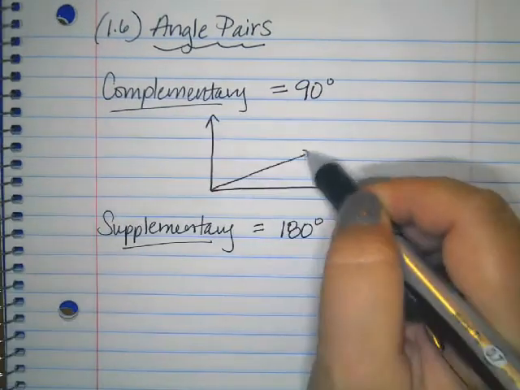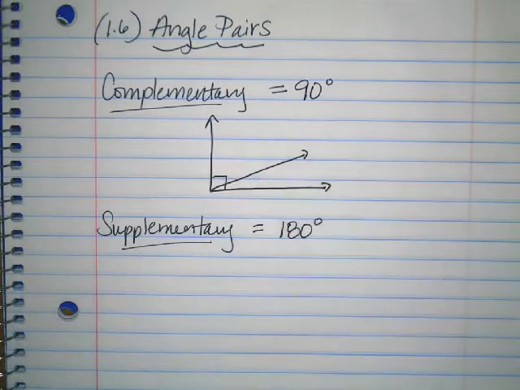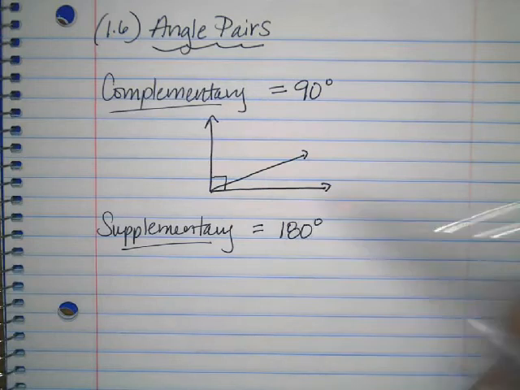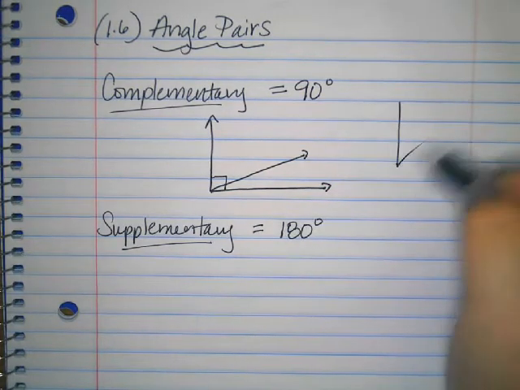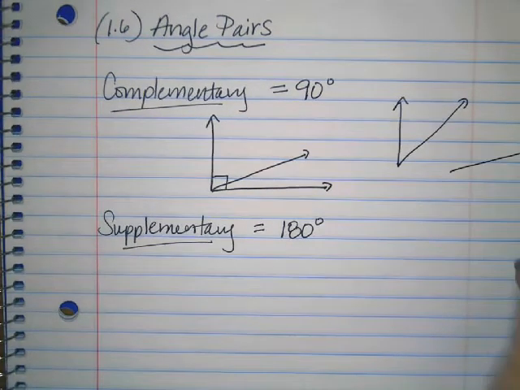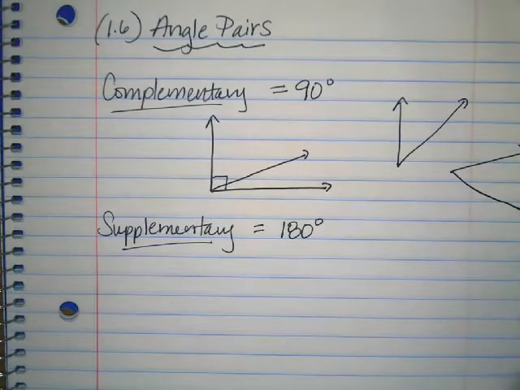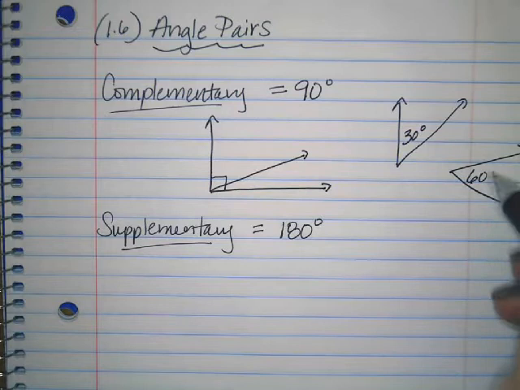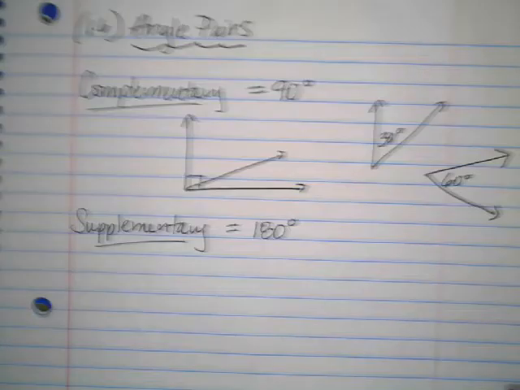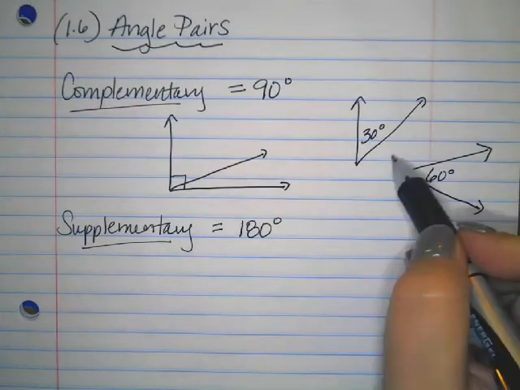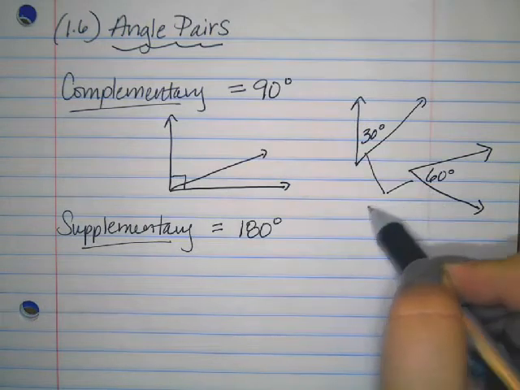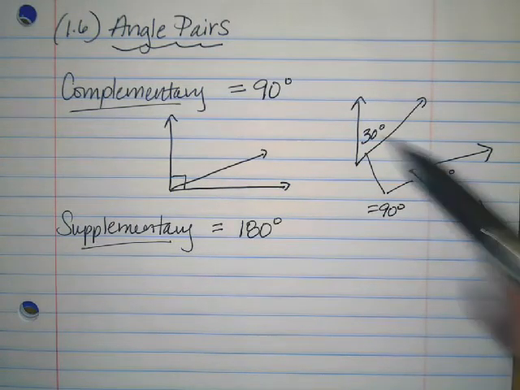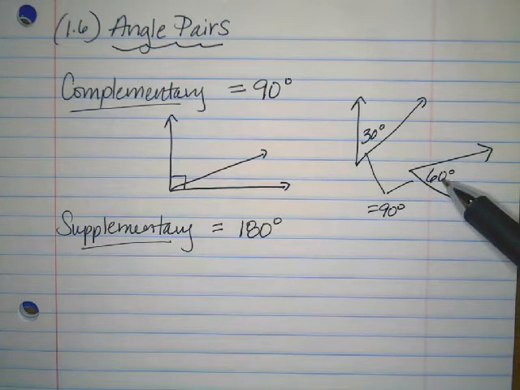Sometimes you'll notice a complementary angle pair because they create that little box. That little box in the corner we know means 90 degrees. So sometimes they're easy to see. Sometimes they're not as easy to see. Maybe they'll be something like this, and they'll say this is 30 degrees and this is 60 degrees. Well, these are still complementary because 30 plus 60 equals 90 degrees. So I can say that these two angles are complementary angles.